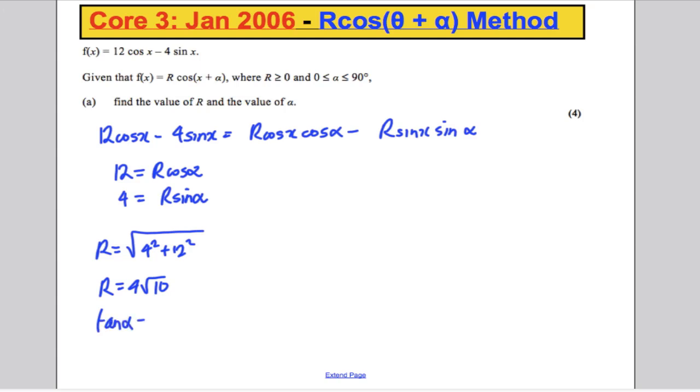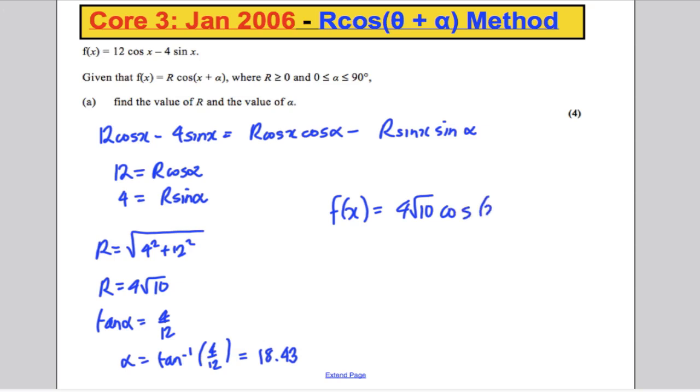And we can also say that tan alpha is 4 over 12, which is a third, and alpha is therefore the inverse tan of 4 over 12. Inverse tan 4 over 12, keeping your calculator in degrees mode, you get 18.43. Let's keep it to 2 dp. So therefore, f of x can be written as 4 root 10 cos(x + 18.43 degrees). And we're done, and we got ourselves our nice, easy 4 marks.